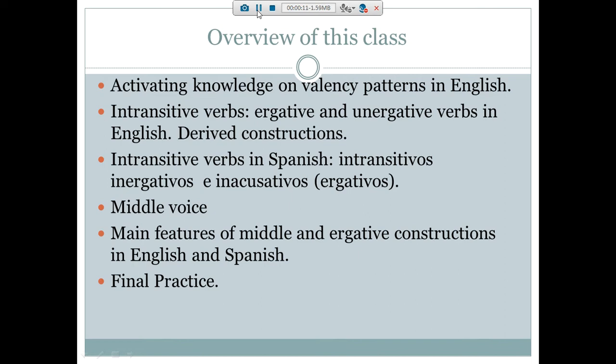Overview of this class. I will start by activating knowledge on valency patterns in English. Then I'll move on to speak about the subclassification of intransitive verbs into ergative and inergative verbs. Then I'll speak about intransitive verbs in Spanish: intransitivos, inergativos, inacusativos. Then I'll give a brief overview on middle voice as background knowledge to understand the main features of middle and ergative constructions in English and Spanish. And we'll round off with a final practice.